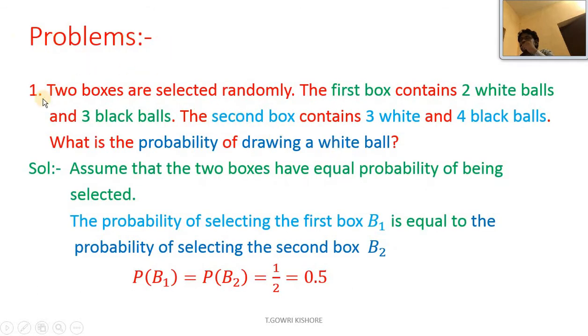So now problems. So first, two boxes are selected randomly. The first box contains 2 white balls and 3 black balls.